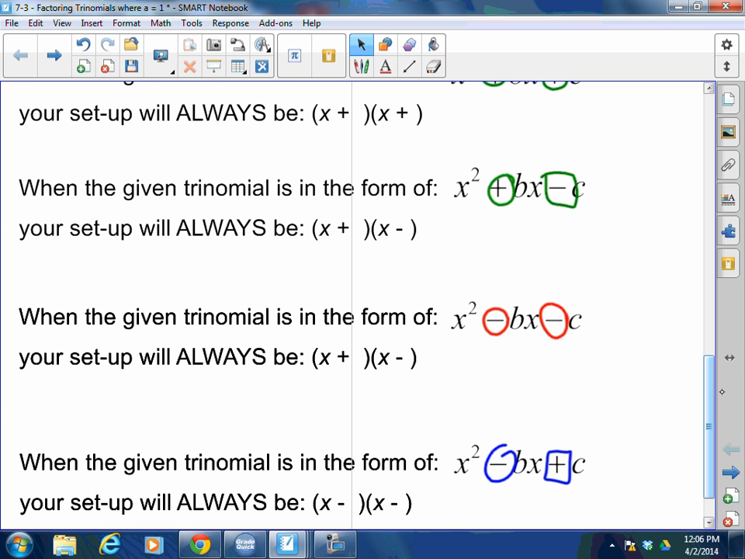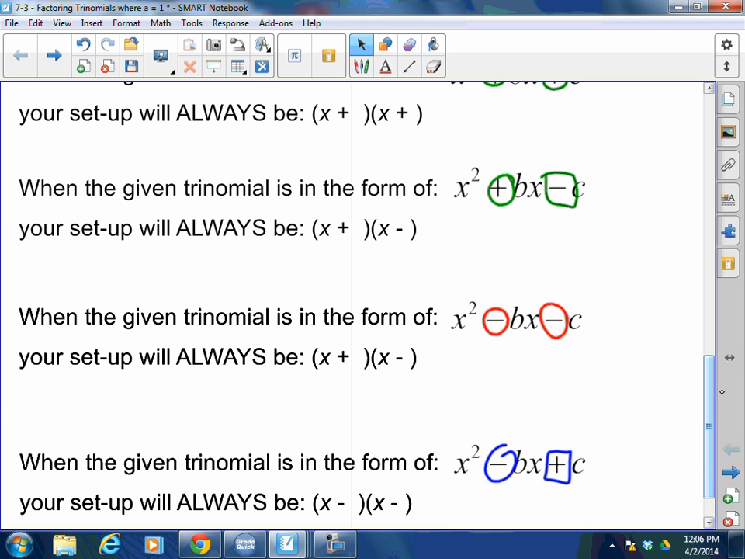So when the b and the c are both positive, it's an x plus, x plus. When the b is negative and the c is positive, when the b is positive and the c is negative, it's an x plus, x minus. When both the b and the c are negative, it's an x plus, x minus. When the b is negative and the c is positive, it's an x minus, x minus. You don't have to memorize this. Eventually you're going to realize the pattern, and it's just going to come to you like clockwork. But this is the way the pattern always goes. Why is it useful? If you have a minus and you end up with an x plus, you know you messed up. Okay?